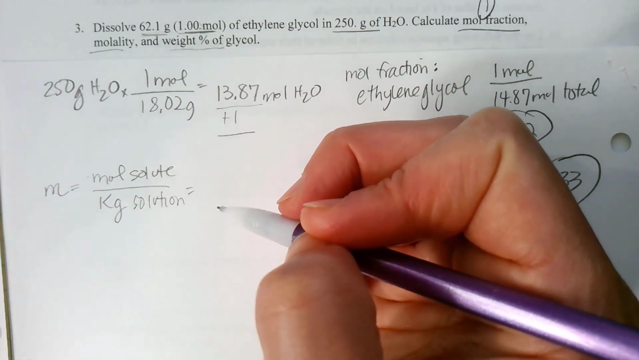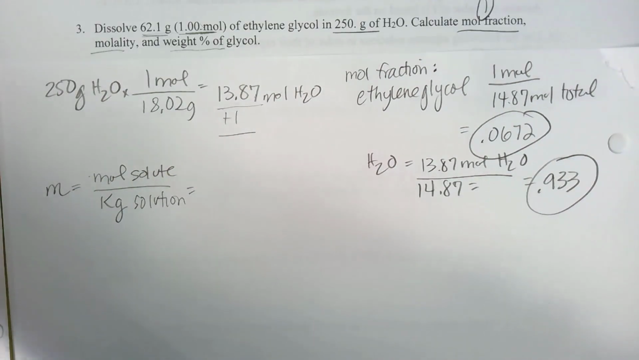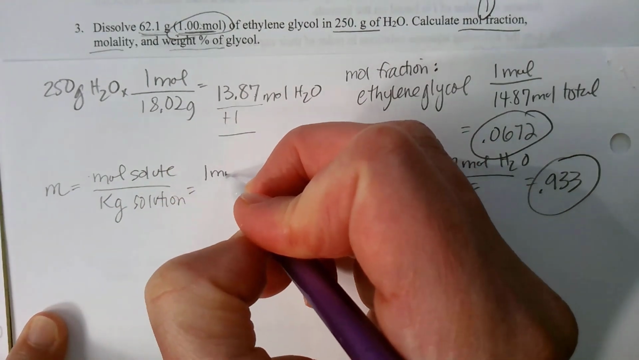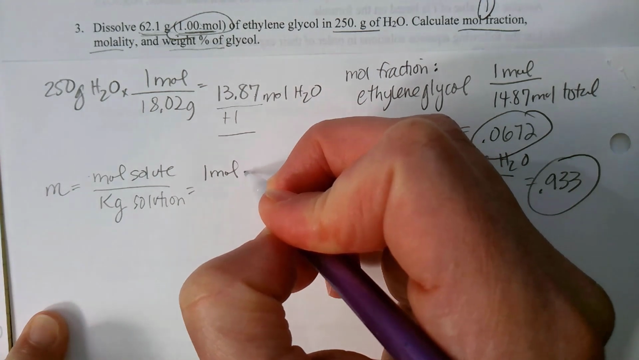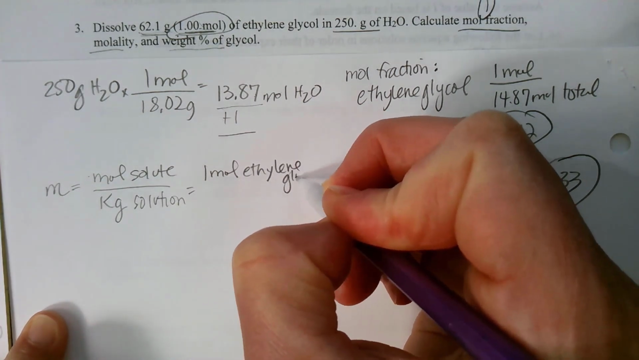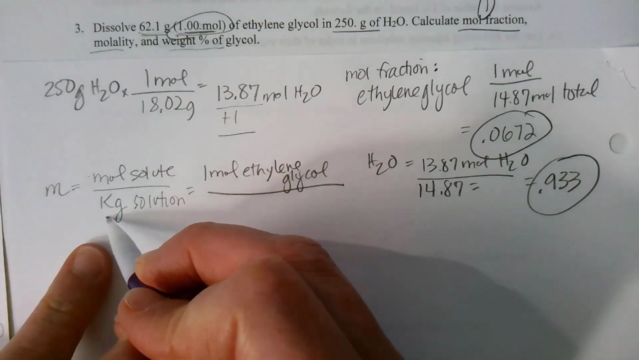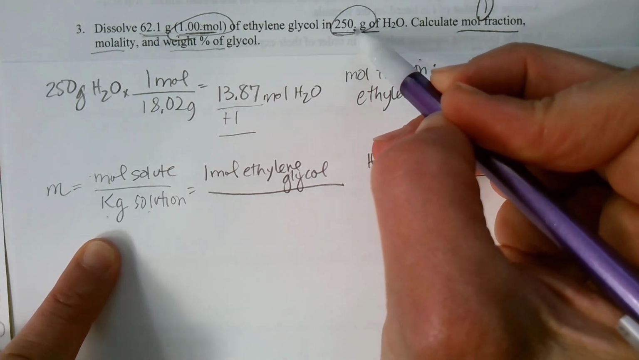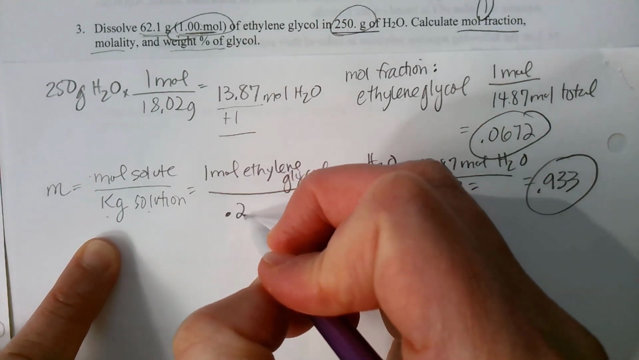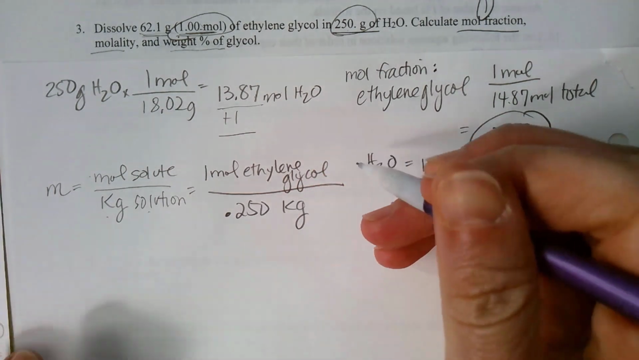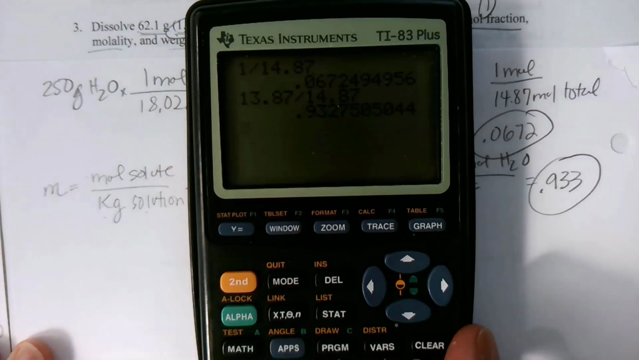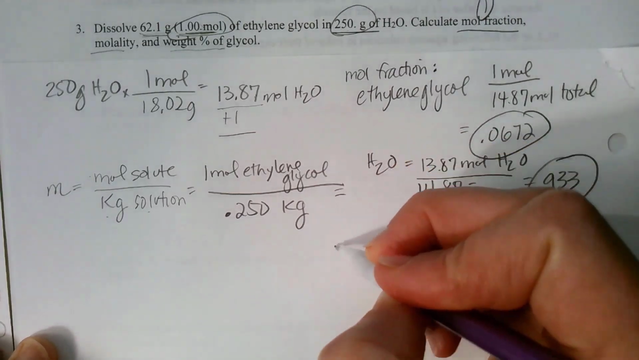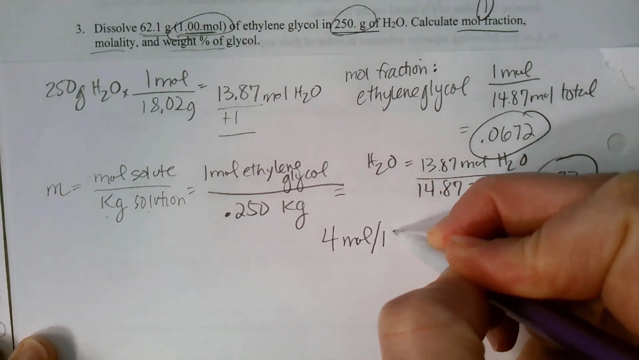Okay, so if I know my solute, we were told there was 1 mole of solute, divided by kilograms of solution. Well, we were told that we had 250 grams. Let's get grams to kilograms. We just need to divide by 1,000. So that would be 0.250 kilograms. So 1 divided by 0.250 should give me a molality of 4, and that's moles per kilogram.